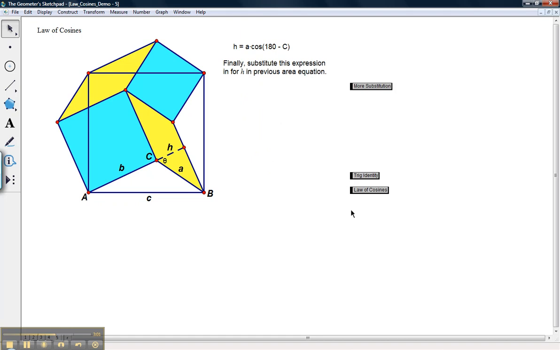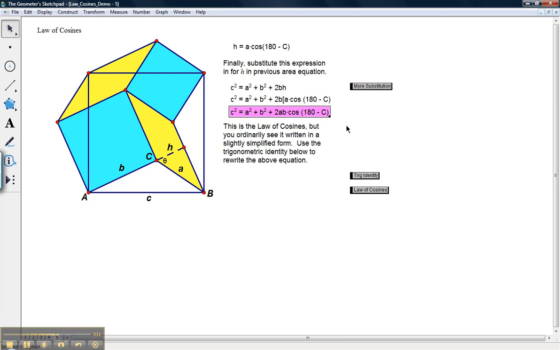All right, one last substitution. I'm going to take that and put it in for the height into that original equation that we came up with. So it looks like this. This is the law of cosines. However, this 180 minus c, you don't usually see it that way. We're going to use one trig identity in order to simplify it, and that is cosine of 180 minus theta is equal to negative cosine of the actual angle theta.